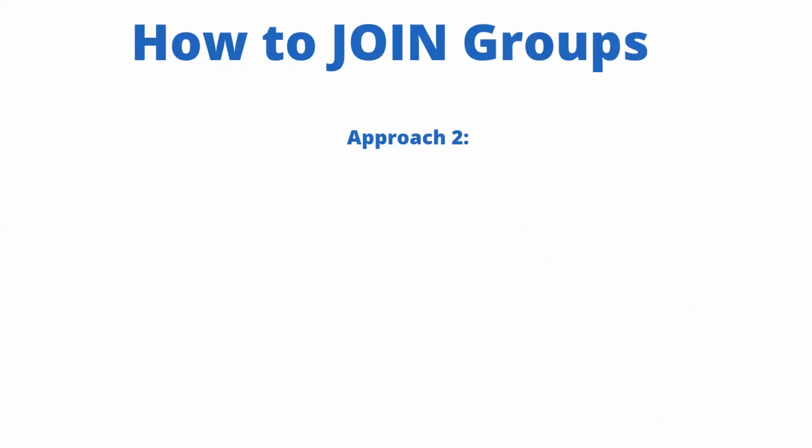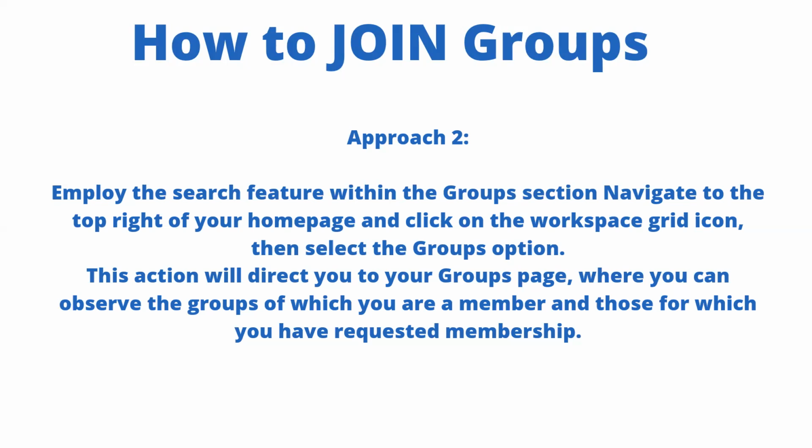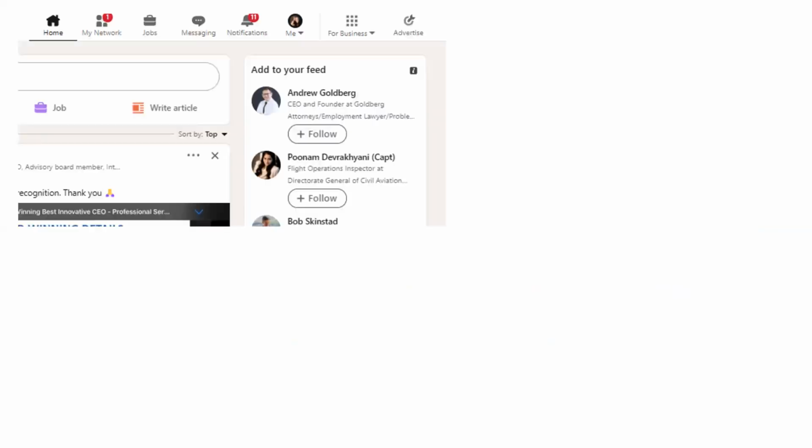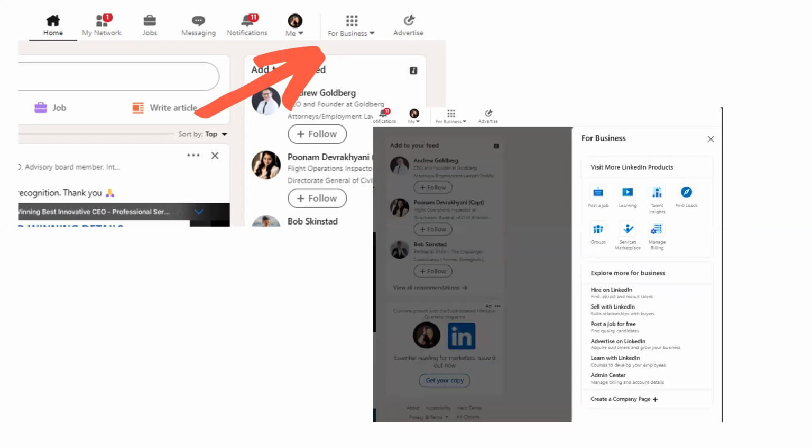The second approach. Employ the search feature within the group sections. You navigate to the top right of the home page and click on the workspace grid icon, and then you select groups. This action will direct you to your groups page, where you can observe the groups of which you are a member and those for which you have requested membership. You go to the top right, open up the next window, and you'll click on groups.